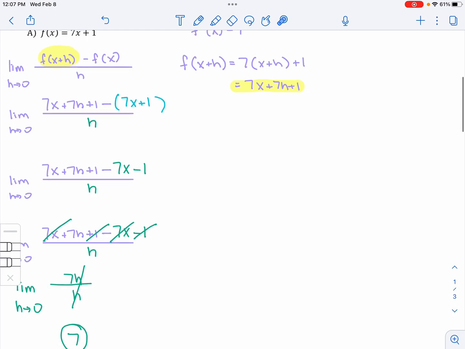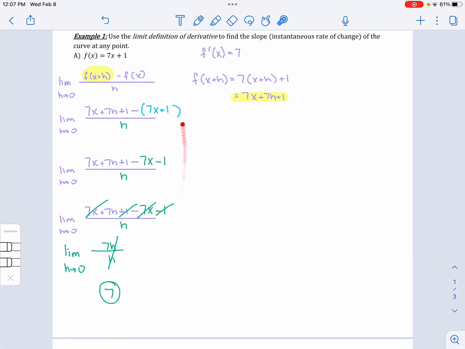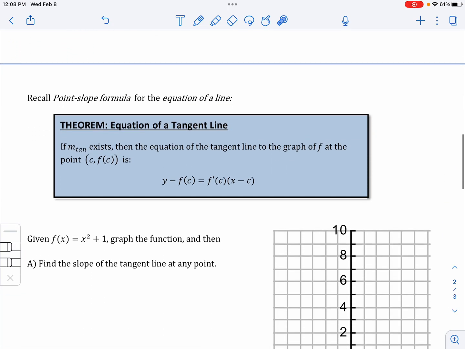Okay, now that's a lot of work for doing something that you obviously already know the answer to. So the whole point of doing this kind of thing here is to get the answer when we don't know what the slope is by just looking at it. So new kind of thing here.